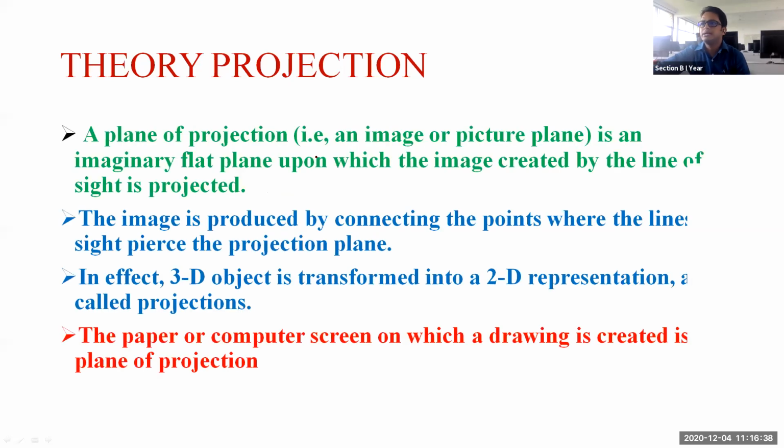Now let's see what the theory of projection is. A plane of projection is an imaginary flat plane upon which the image created by the line of sight is projected. This definition we have already seen in your previous class. Here we are defining what the plane of projection is.